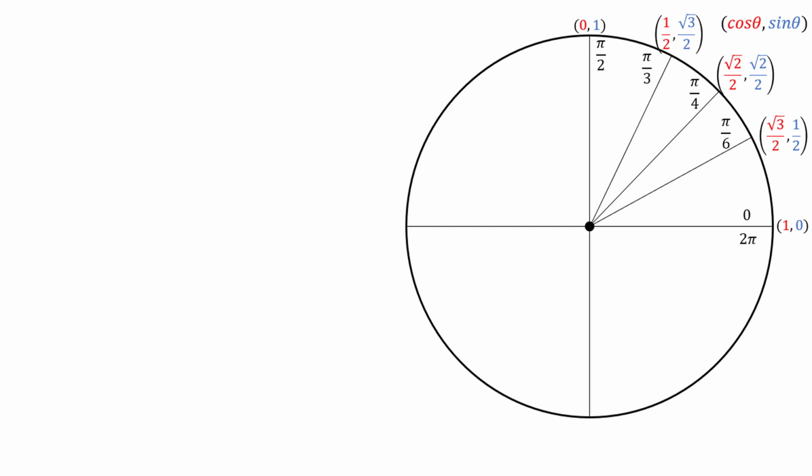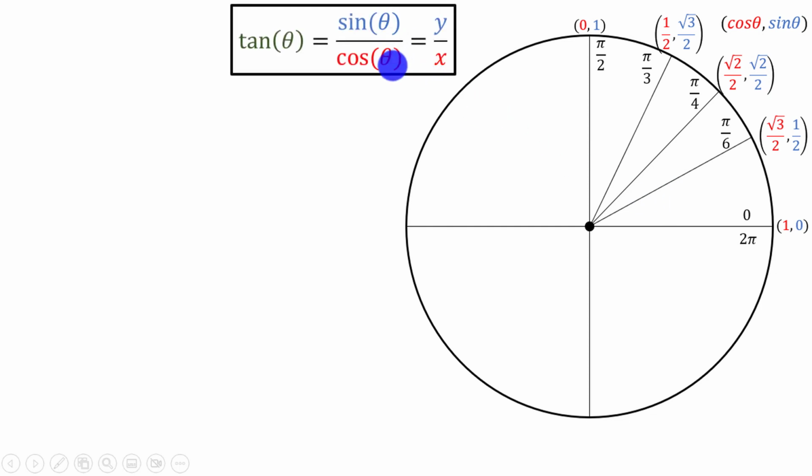Welcome, my friends. In this video, I'm going to derive tangent of the common angles on the unit circle. So here I have the first quadrant of the unit circle. Now recall that tangent is just equal to sine over cosine, or just y over x. So we can find tangent of all of these special angles on the unit circle by just taking the y-coordinate and dividing by the x-coordinate.